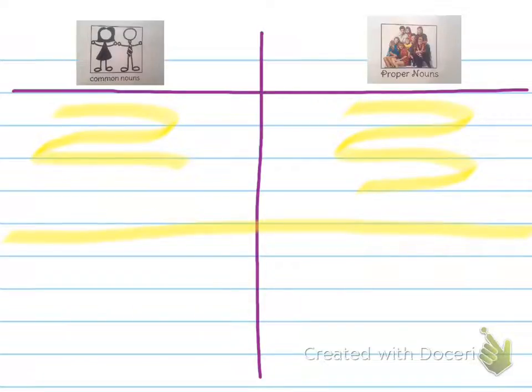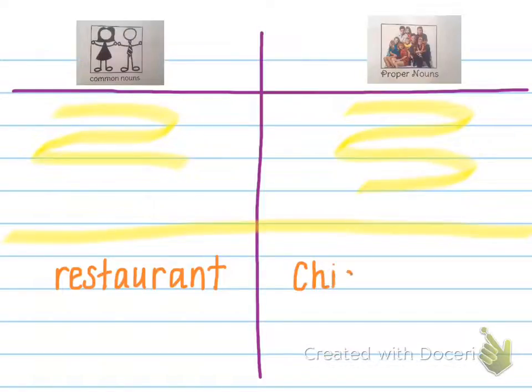On the left, let's write the word restaurant. Now, restaurant is a common noun. There's lots of restaurants. Now let's think of a specific restaurant. What is your favorite restaurant? Well, one of my favorites is Chick-fil-A. I'll write that on the right side because Chick-fil-A is a proper noun. There's only one Chick-fil-A.